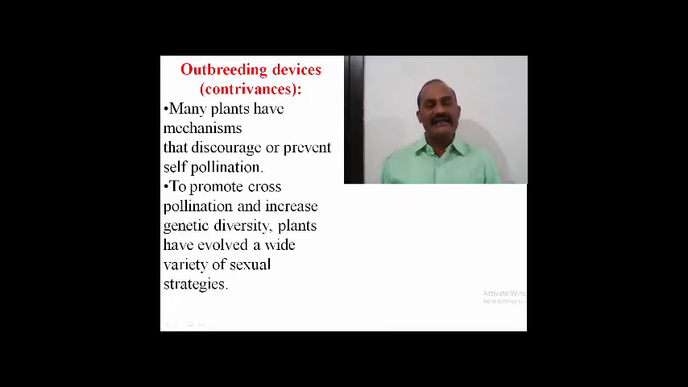Now, additionally, angiospermic plants also show outbreeding devices. They are called contrivances. These outbreeding devices are responsible for favoring one type of pollination and avoiding another type of pollination. Many of the plants have mechanisms that discourage or prevent self-pollination, to promote cross-pollination and increase genetic diversity. Plants have evolved a wide variety of sexual strategies. One by one we will see them.